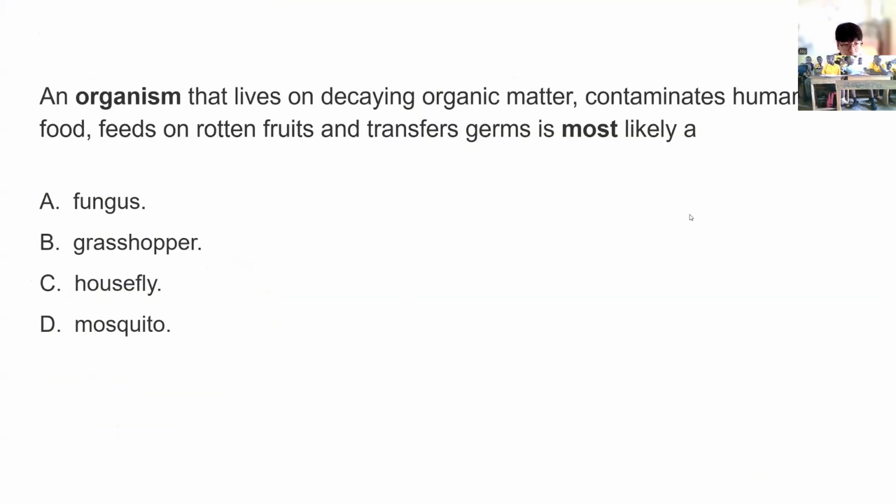Okay. Now let's look at this question. An organism that lives on decaying organic matter, contaminates human food, feeds on rotten fruits, and transfers germs is most likely a what? What is that organism?